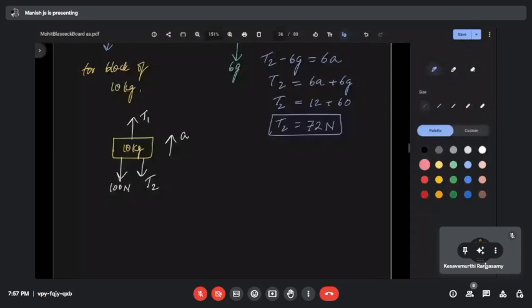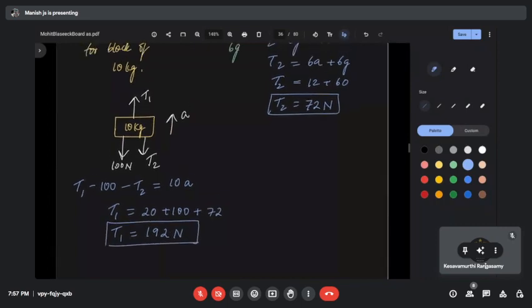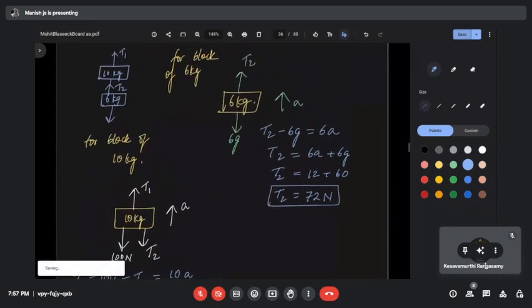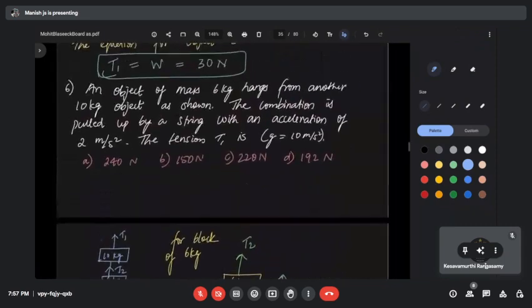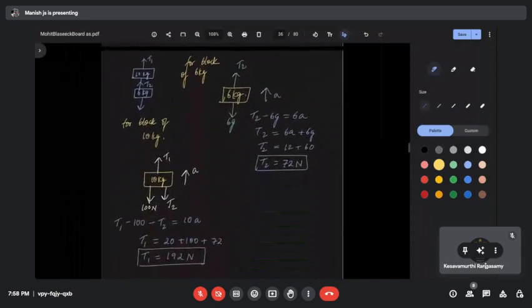What are you getting? Are you all getting 192? Yes, sir. That's it. So tension T1 is 192 newtons. This is how you approach this question. You apply it to each block individually and find the expression. So we found 192. Tension T1 is 192, so the answer is option D. This is the approach to solve this question. I hope it's clear. Yes, sir. Okay.